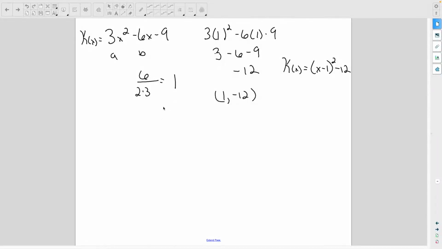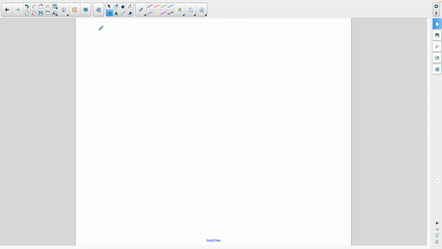Okay, so second video on our review is that we're going to use the vertex to find the domain and range of everything. So f of x is equal to 2x squared minus 10x plus 4. Now, if you have a graphing calculator for this, obviously it's fairly easy. You can graph it. You can find either the max or the min, and that gives you your domain and range. So what do we know?